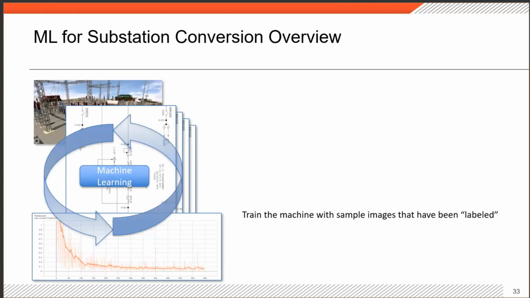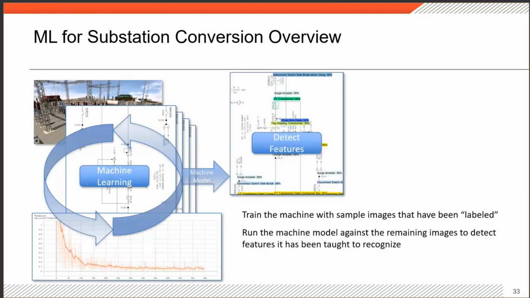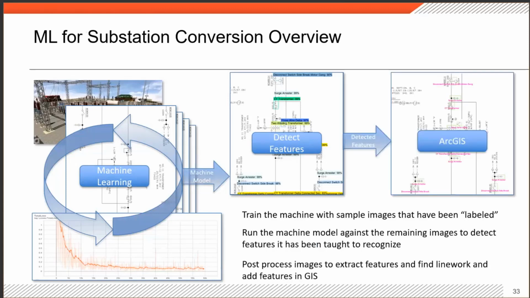Once the machine model is built, the next step is to run that machine model against the remaining substation images to detect and label the features that the model has been trained to detect. The labeled images are then used by the post-processing, which reads the images, extracts the detected features, and creates the GIS features.